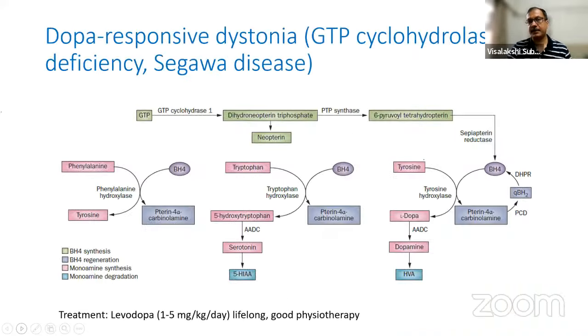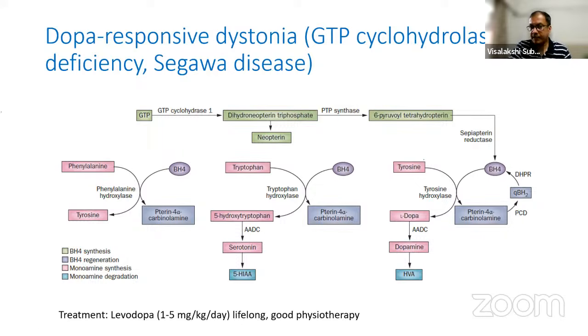This is dopa-responsive dystonia, called Segawa disease. I don't expect you to understand this pathway very well, but essentially for dopamine to be converted from tyrosine, you need a cofactor called tetrahydrobiopterin. For tetrahydrobiopterin to be formed, you need GTP, and that is the pathway with which this gets activated. So if you don't have this enzyme called GTP hydrolase, then the neopterin pathway will not lead to formation of tetrahydrobiopterin.